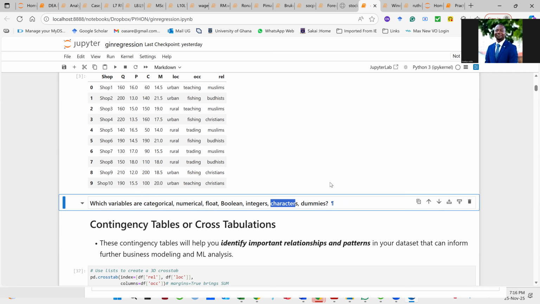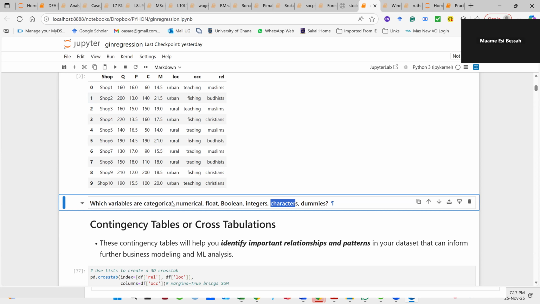Which variables are dummies? Patrick? Dummies are 0, 1, 2, 3, 4, 5. Which variables are dummies? Sorry, the shop rather. The shop are dummies. No, it's not a shop. So please, location, occupation, and religion.